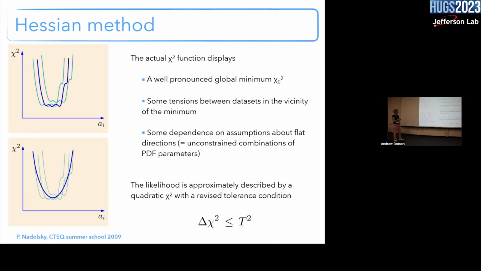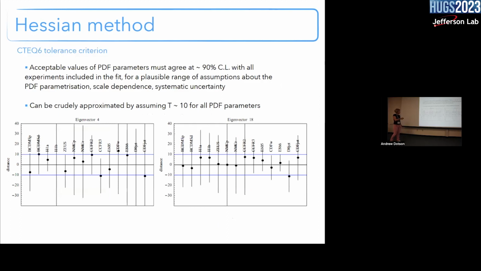So in practice, this is the reality of the fit. You try to fit a likelihood function that is like that with a parabola, okay? So somehow you have to understand how to put together all these tensions. This complicated likelihood is then approximated, described, by a quadratic chi-square with a revised tolerance. So instead of t equal to 1, you check the agreement for all the different kinds of experiments, and what level of tolerance gives you a decent chi-square for all the experiments that you put into your fit, okay?